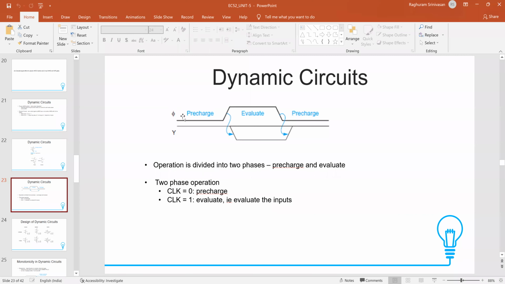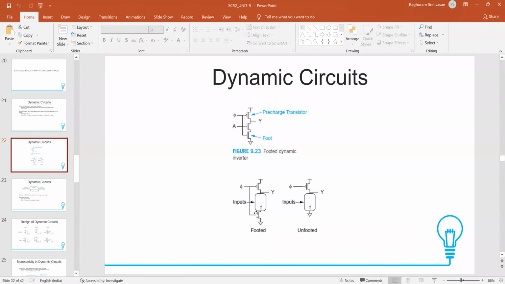So when phi equals 0, you see in this diagram, the output is definitely going to be high only. It cannot be at any other value because the PMOS transistor is on. It is connecting the output to VDD. And the other thing is, when phi equals 0, we see that this bottom NMOS is going to be off. So definitely the output cannot be connected to ground.